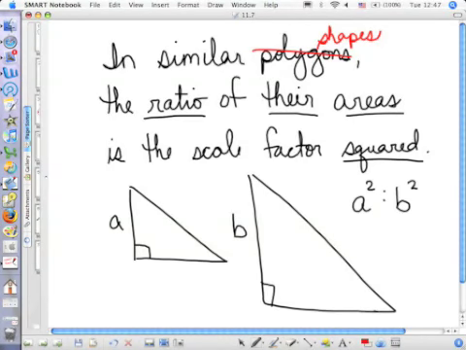So in the same two triangles, you have a smaller one with a height of A, a larger one with a height of B, making sure that A and B are the corresponding sides. Their scale factor is A to B, but the ratio of their areas is A squared to B squared. Okay?